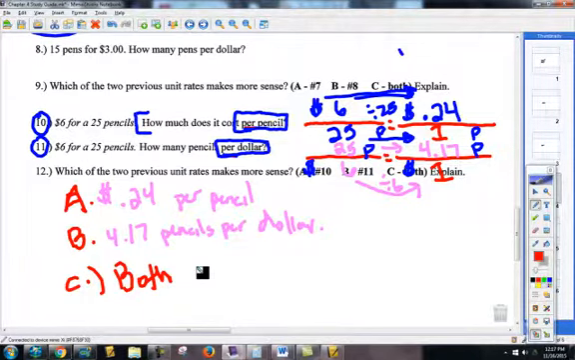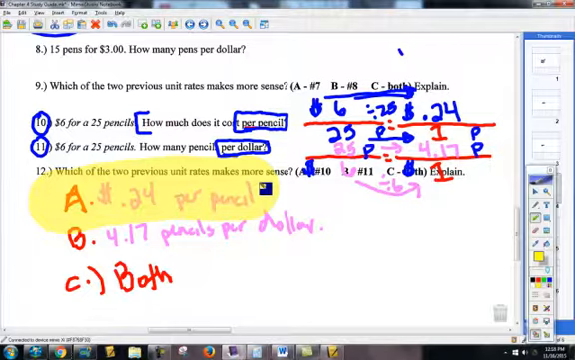Okay? The first one makes sense. A absolutely makes sense, because if I walk into the store, can I come up with 24 cents to buy 1 pencil? Yeah. Sure I can. But if I take $1 into this store and I put it on the counter, are they going to be able to give me 4.17 pencils? No. No. Okay, so you cannot get partial pencils.